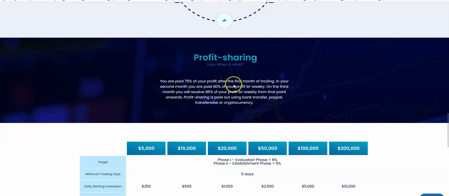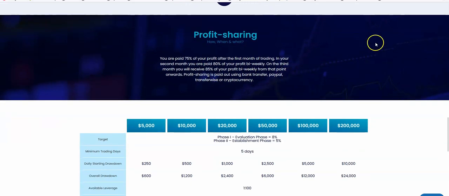Now look at the profit sharing rules. You have to pay attention to this. You get paid 75% of your profit after the first month of trading. So if you get a funded account, after the first month, you get paid 75%, including the refunded amount of money that you used to purchase the account. Don't forget. Then after that, second month, you will get paid 80%.